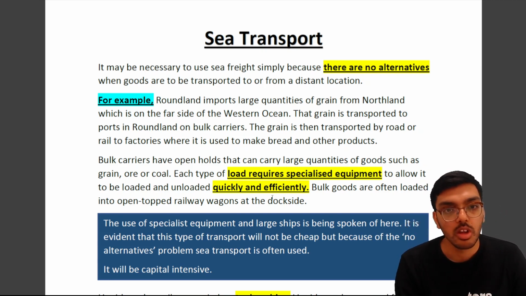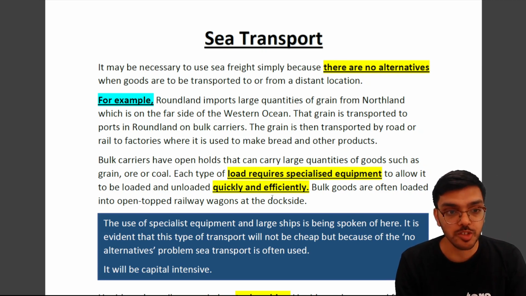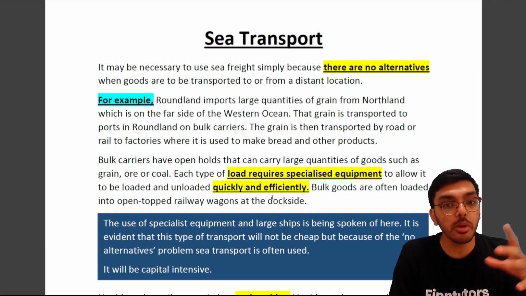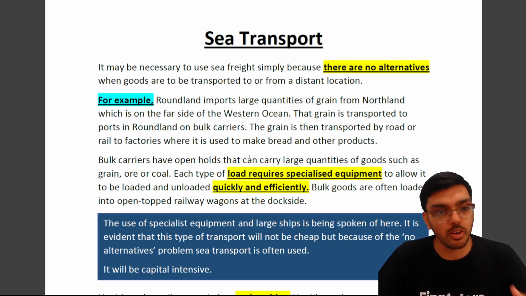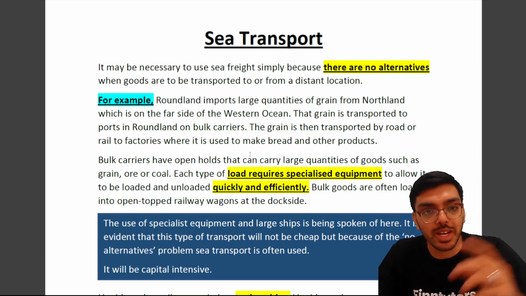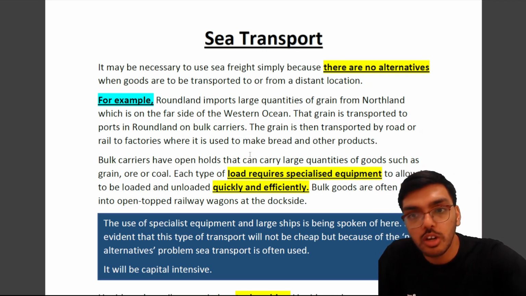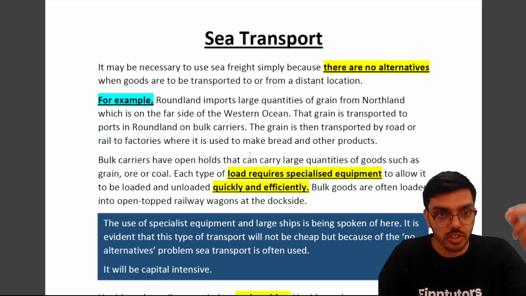For example, Roundland imports large quantities of grain from Northland, which is on the far side of the Western Ocean. The grain is transported to ports in Roundland on bulk carriers. The grain is then transported by road or by rail to factories where bread or other products are made. Because Northland is on the other side of the Western Ocean, sea transport is used to bring these goods to Roundland because there is no other option available.